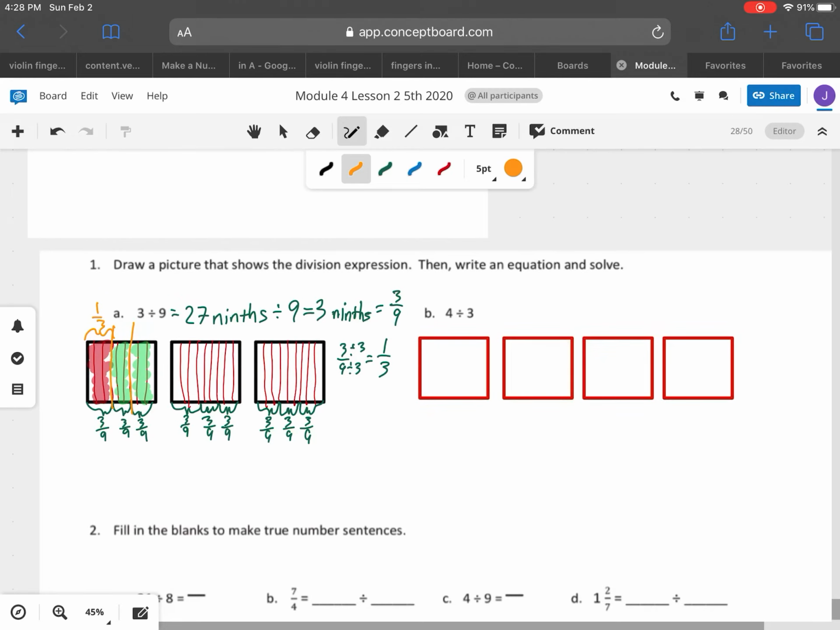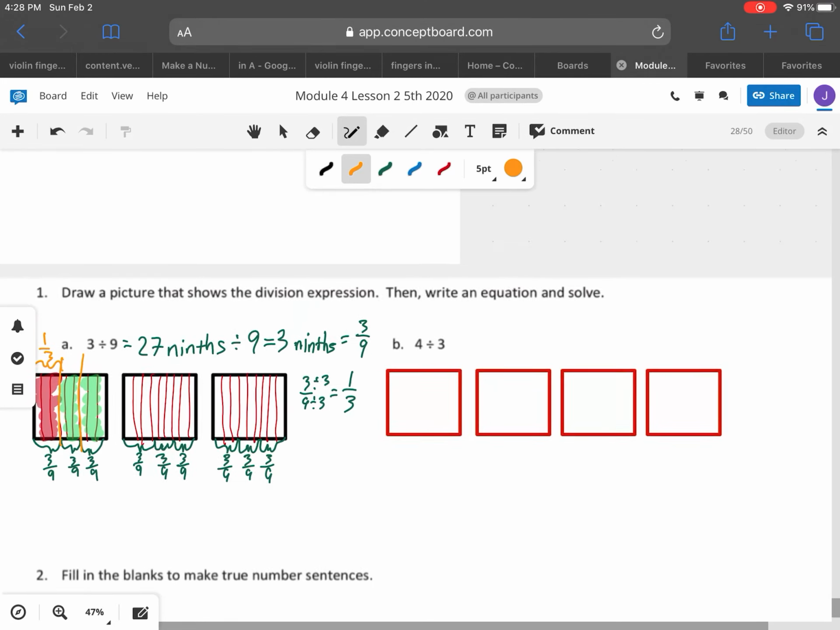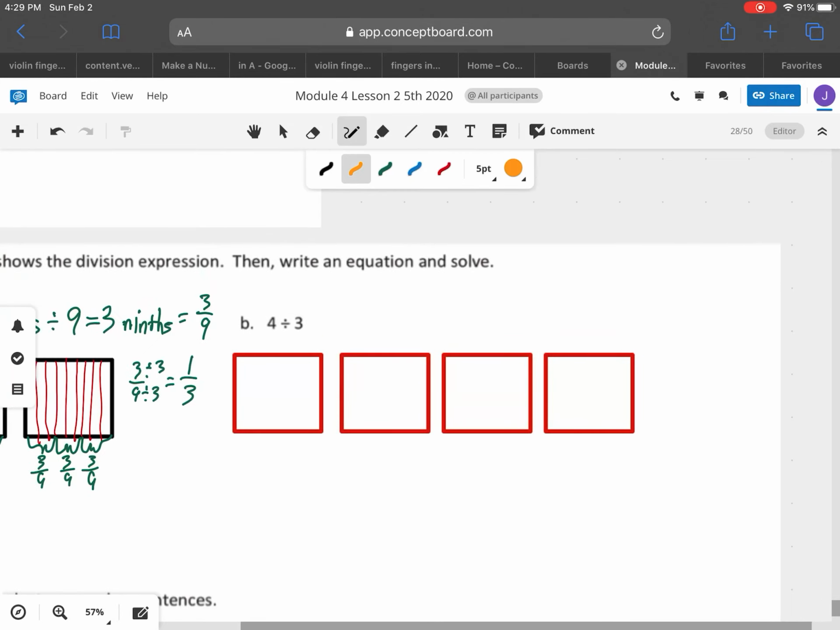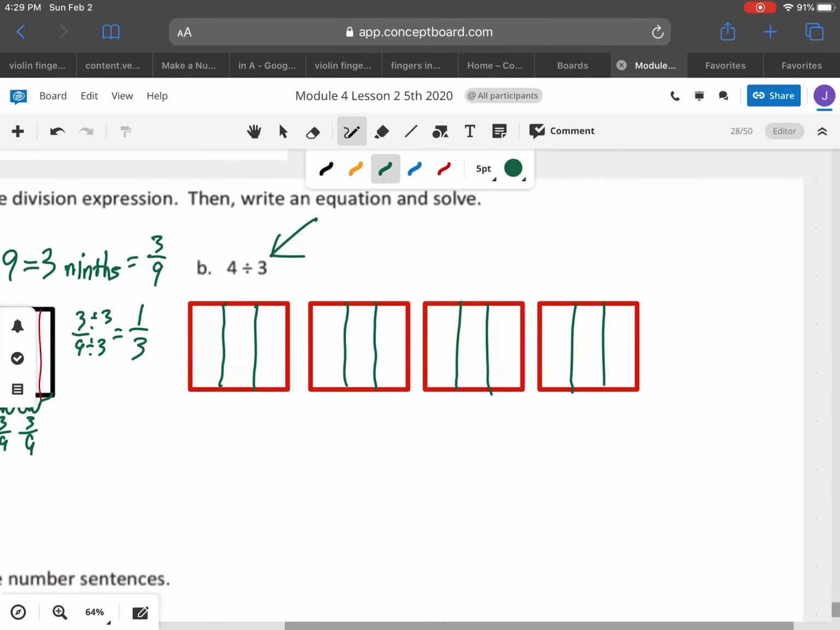We had 3 divided by 9. 3 is a smaller number than 9, and we ended up with a fraction. Over here we have 4 divided by 3, which is actually a whole number. The 4 is larger than the 3. Same thing though, we're going to divide these into thirds. What makes me decide thirds? This number is the one that decides what we divide it by. A divisor. That's why it's called a divisor. We're going to divide it by the divisor.